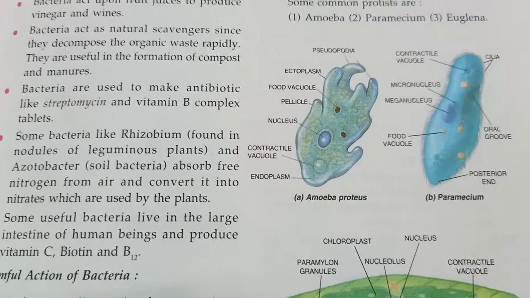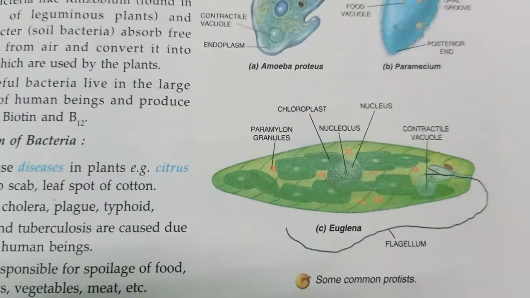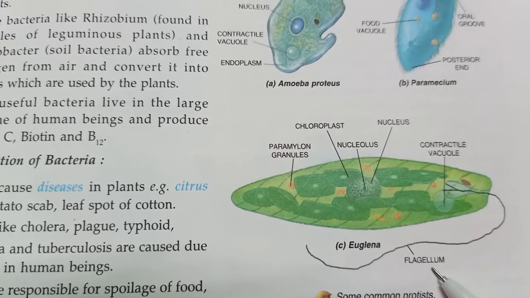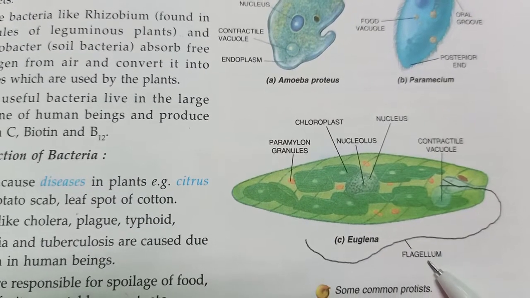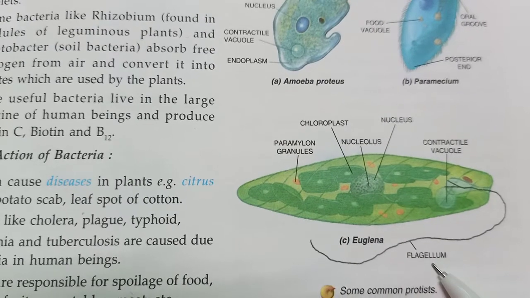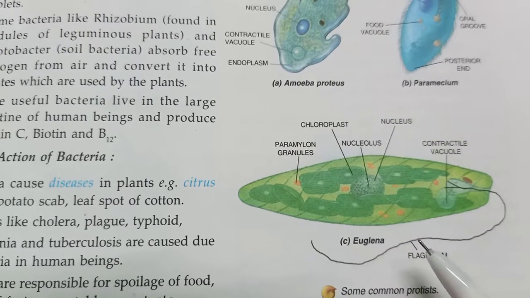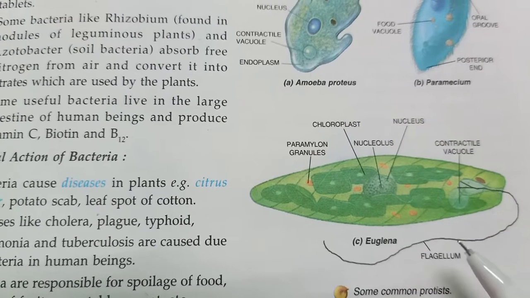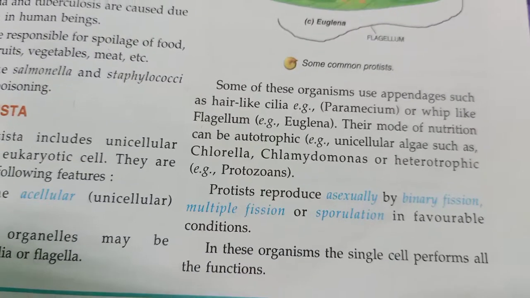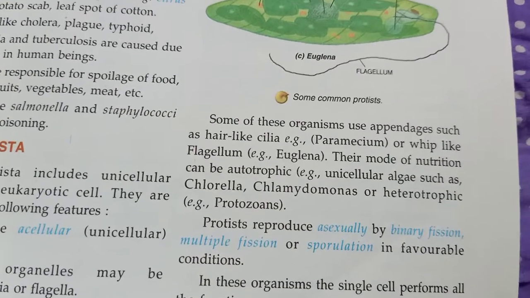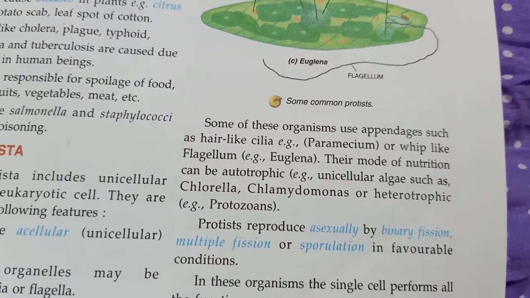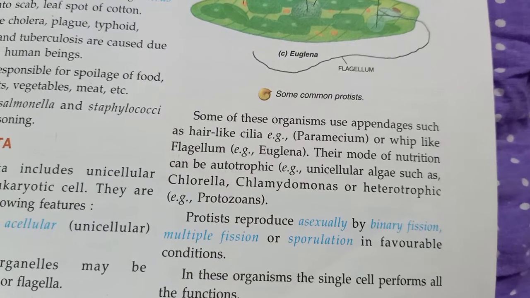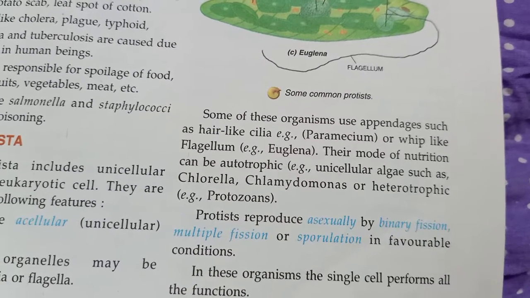Then in euglena we can see this tail-like structure, and this is known as flagellum, and with the help of this they are able to move from one place to another place. So these are the locomotory organs of these organisms. Now some of these organisms use appendages such as hair-like cilia, for example paramecium, or whip-like flagellum, for example euglena.